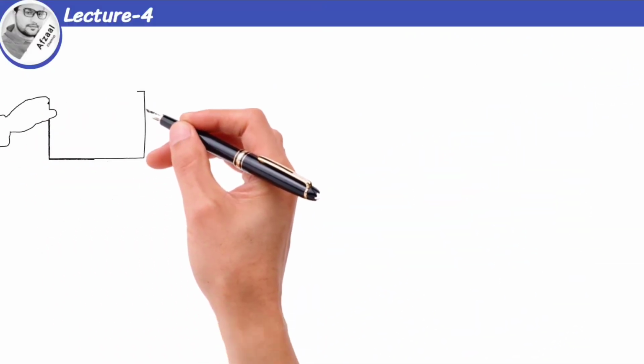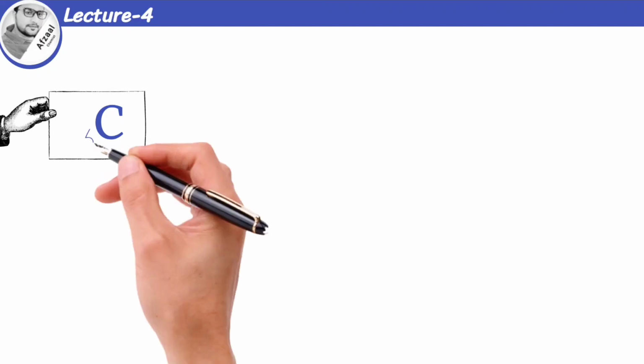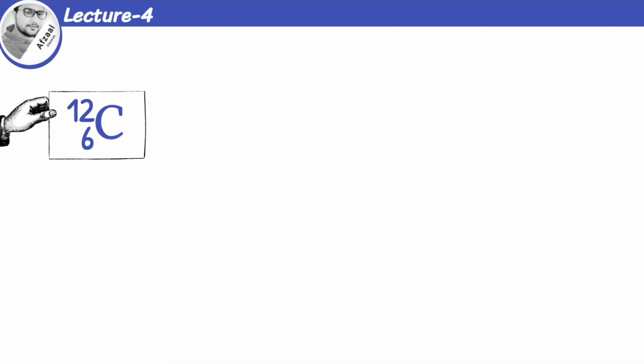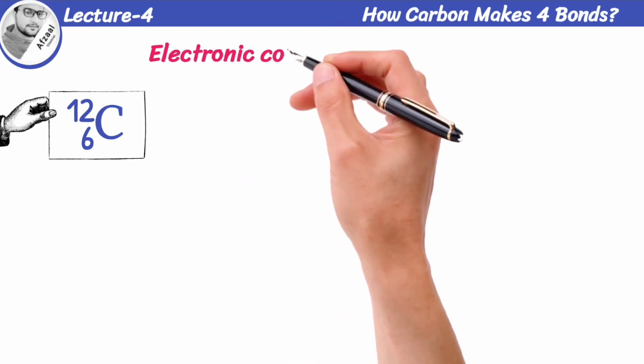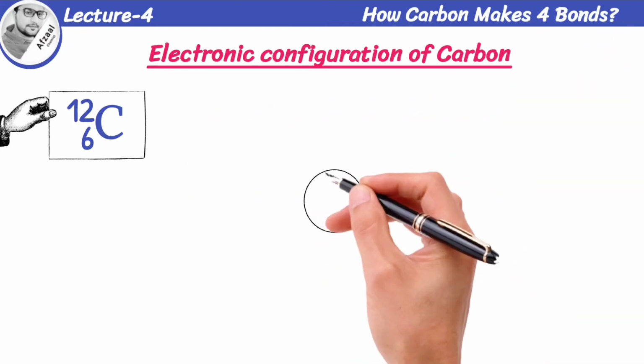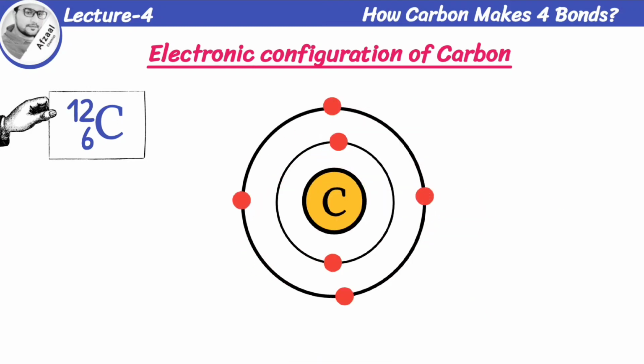Carbon is an extraordinary element found in various compounds, with atomic number 6 and mass number 12. To understand how carbon makes 4 bonds, we need to look at its electronic configuration. Carbon has 6 electrons, 2 in the inner shell and 4 in the outer shell.